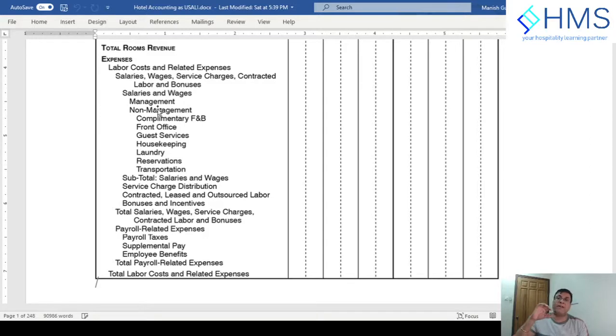And we can understand why the service charge changes, as service charge is normally related to the revenue. So higher revenue means higher service charge, which means higher expense. So that's where service charge distribution is separated out. The next line here is contract, lease, and outsourced labor. We will learn about that, and bonus, and then you get the total salary and wages.